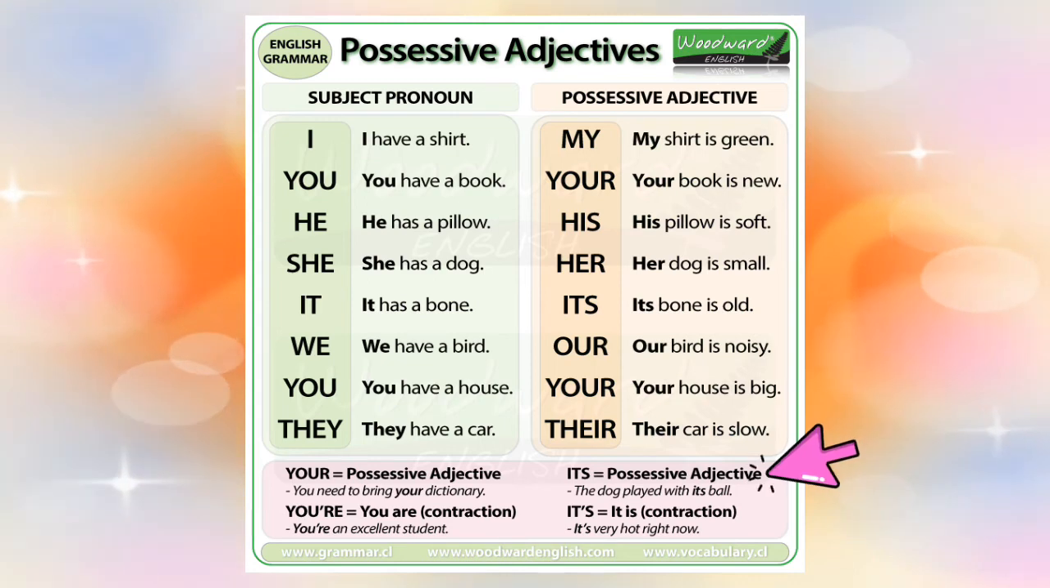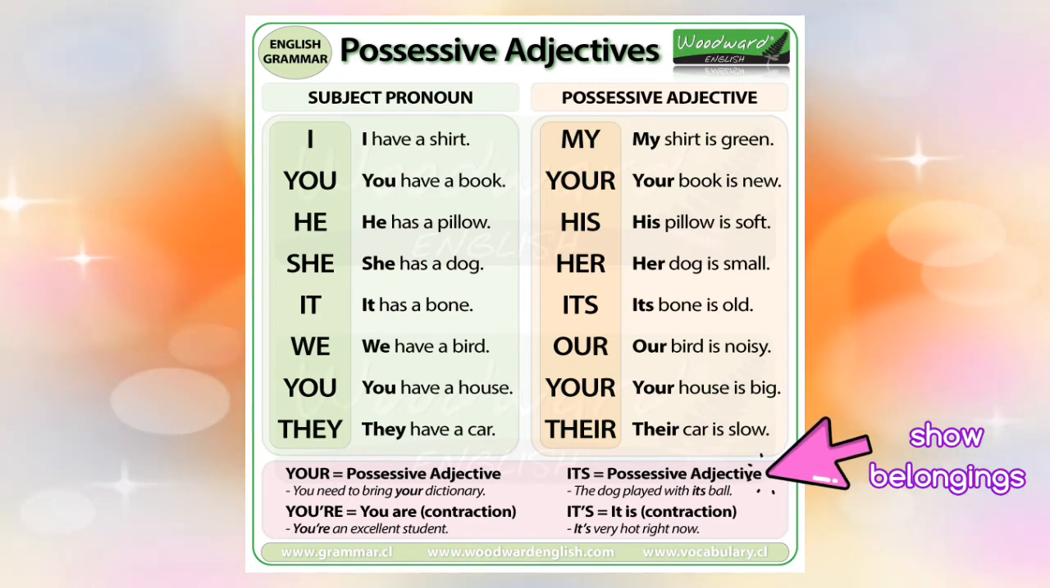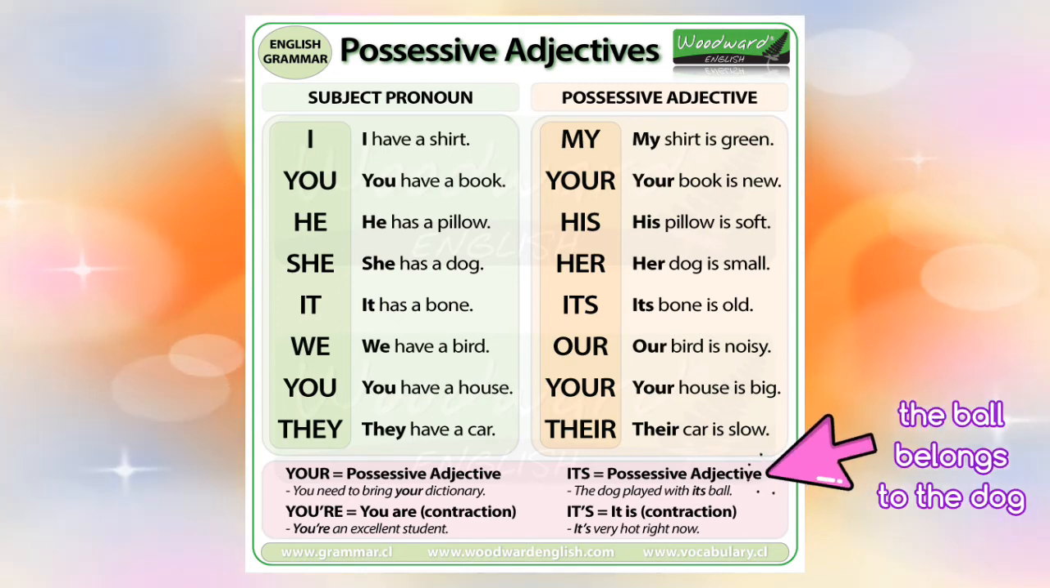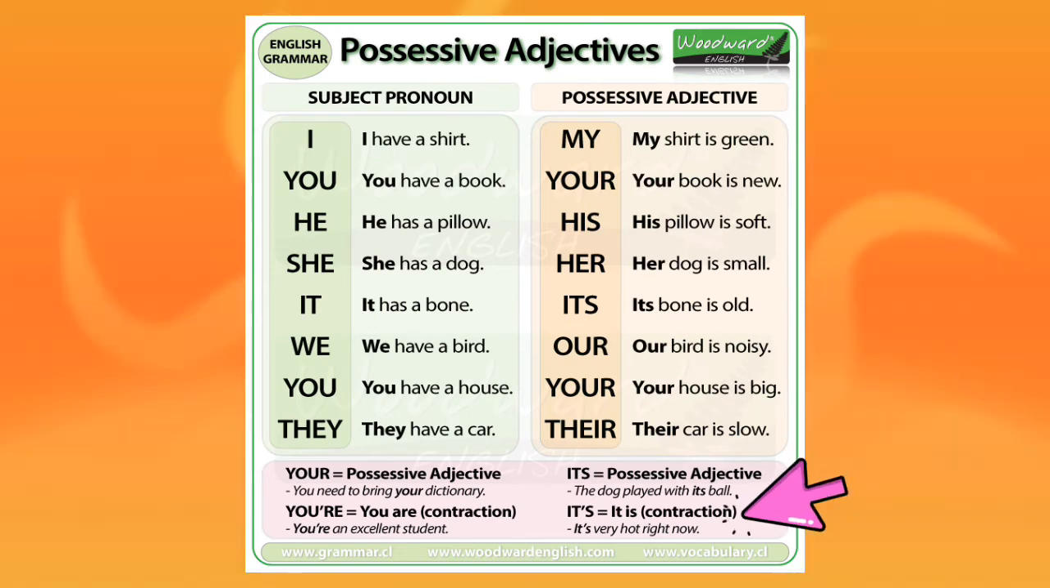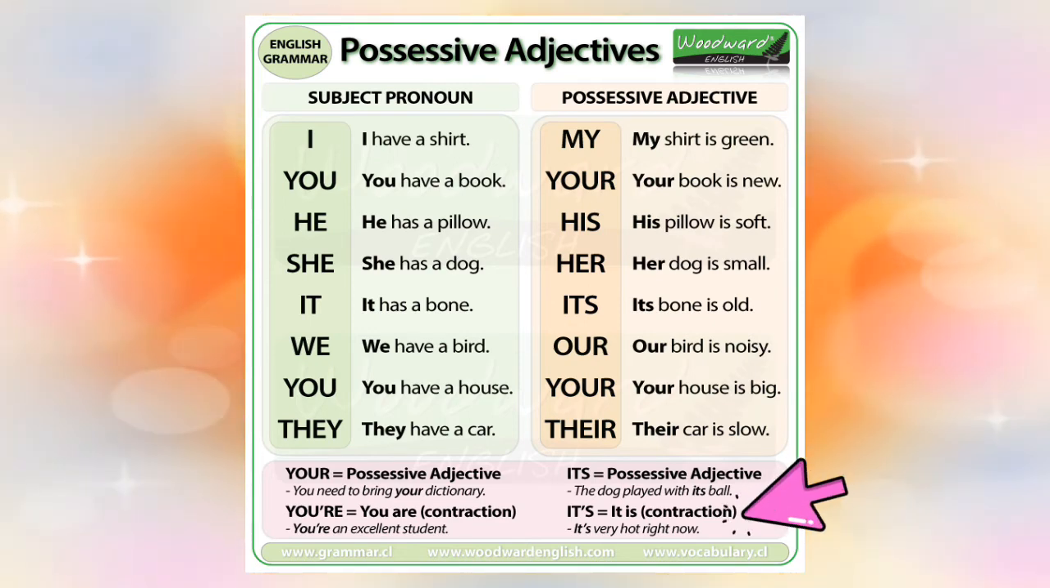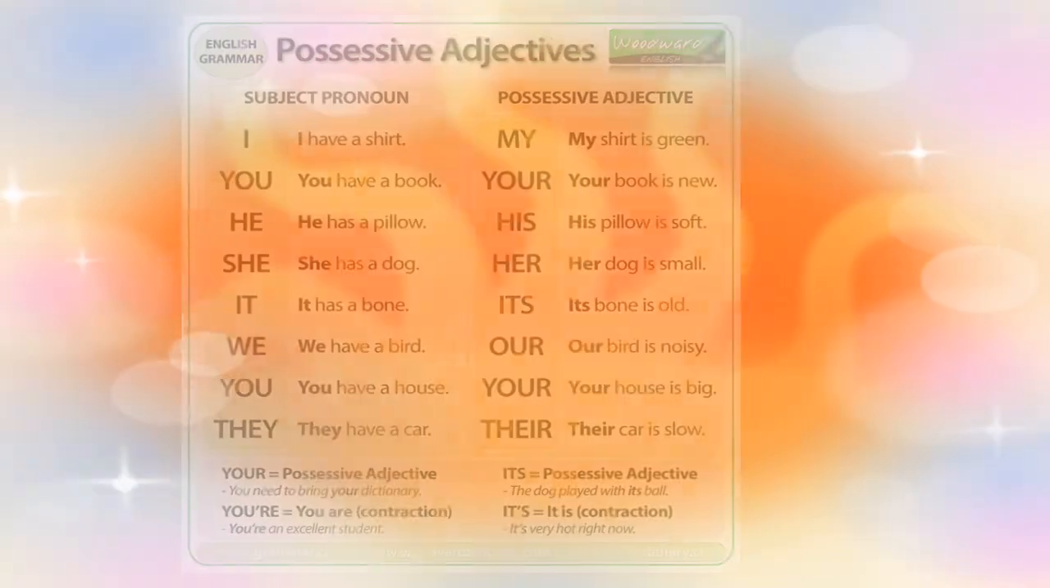Okay. Next, its is the possessive adjective. For example, the dog played with its ball. It's is the contraction of it is. Example: it's very hot right now. I hope you will not get confused anymore.